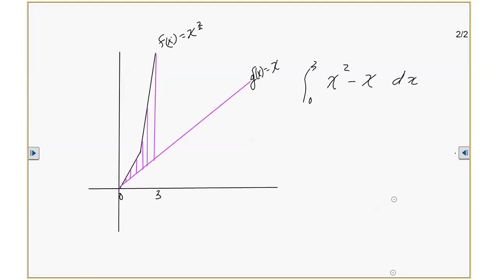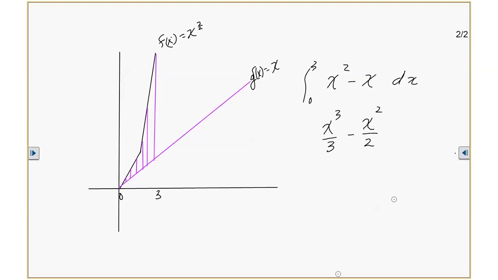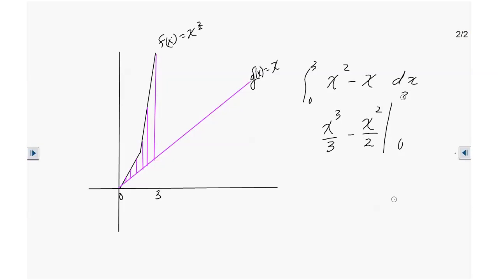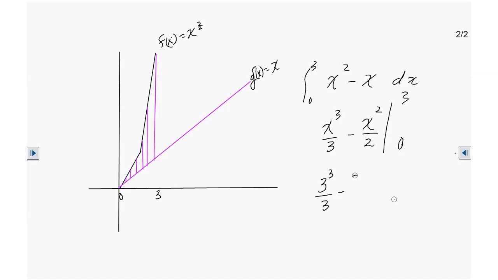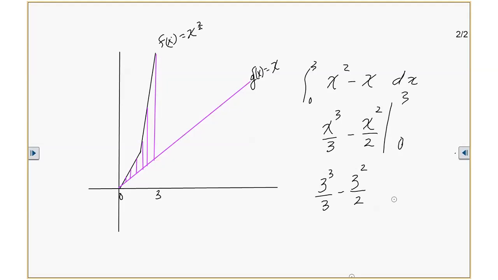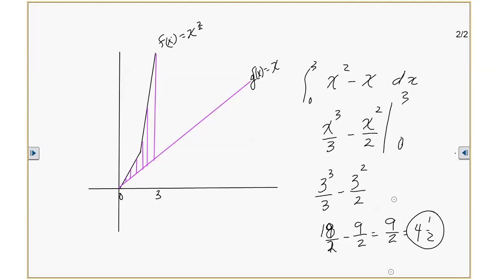So what's the integration of x squared minus x? X to the third over 3 minus what? Evaluated at 0 and 3. I'll do 0 for you. 0 comes out to be 0. So that's going to be 3 cubed over 3 minus 3 squared over 2, right? Which is 27 over 3, which is 9 over 1, minus, what is this, 9 over 2? So that's going to be 18 over 2 minus 9 over 2 is 9 over 2, which is equal to what? 4.5 square units.